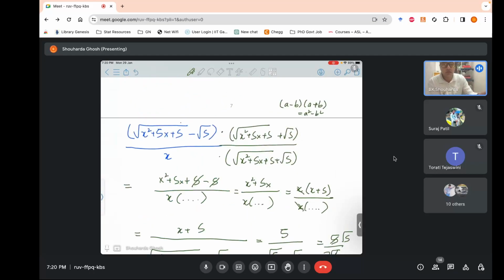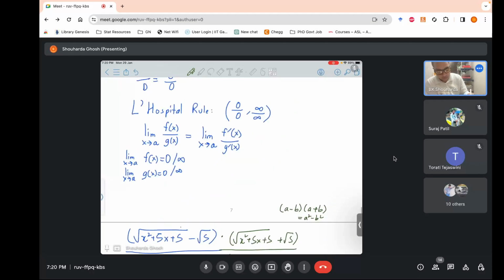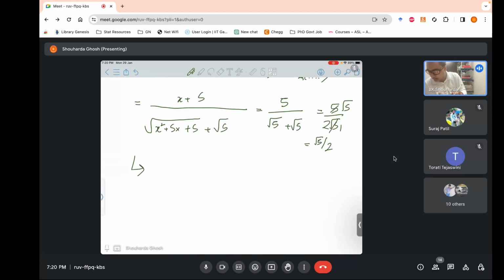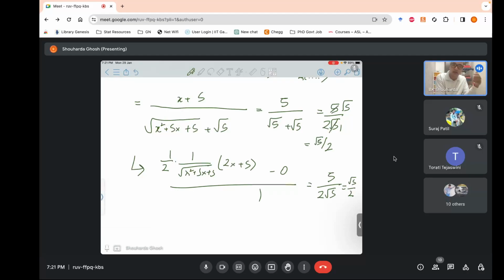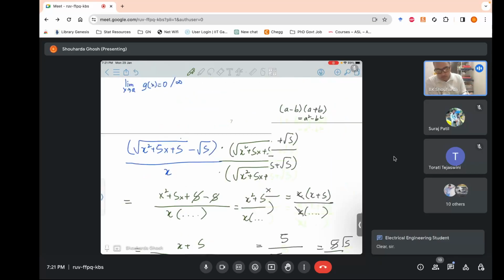Because if I had done that, what would have happened? If I had used L'Hopital's rule, the derivative of that would be 1 upon 2 root over x square plus 5x plus 5, times 2x plus 5 minus 0 divided by 1. Okay, that's also good. 5 by 2 root 5 is root 5 upon 2. So this was a favorable case wherein if you had done L'Hopital's rule, if you are adept with doing differentiation and integration fast, that's good, but be careful. Yeah, okay. So that was our question number 8.